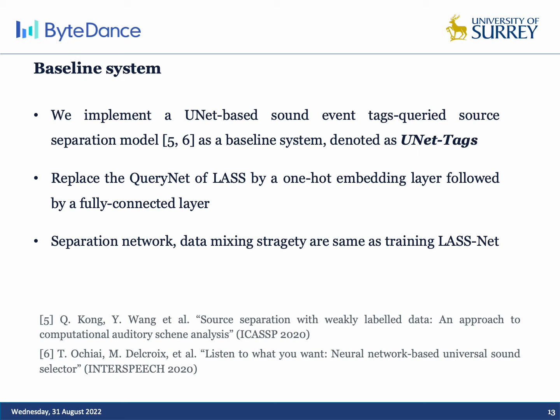As previous methods investigated separating sounds from a mixture given sound event text, we implemented a sound event text queried source separation model as a baseline system. Specifically, the baseline model is queried by a multi-hot encoding of the sound event text of the target source in AudioSet. To make a fair comparison between the separation performance queried by language descriptions and by sound event labels, the architecture we use for the baseline model is similar to that of our proposed LASNet, except that the query network is a fully connected layer. The data mixing strategy of the baseline is the same as LASNet. We denote our baseline system as UNet-tags for further experiments.